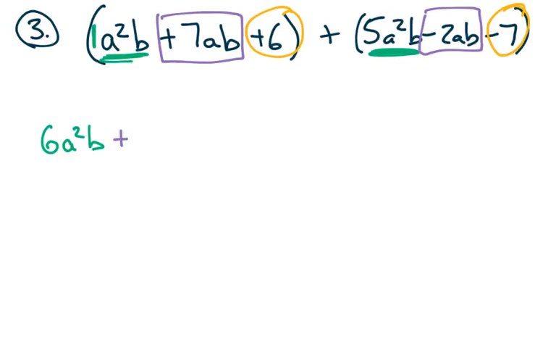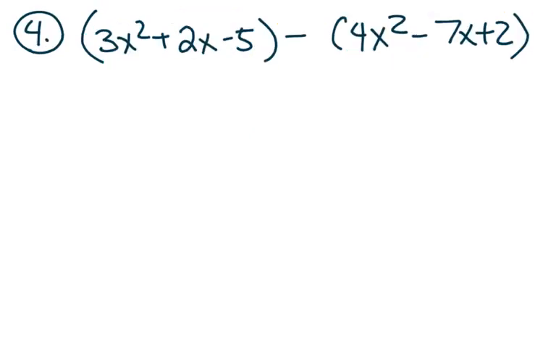So let's keep going. So we're going to put 7ab and minus 2ab together. That's going to give me 5ab. And then we're going to put 6 minus 7 together, which is negative 1. And that's it. So the concept is very simple. The backs got to match up. When the backs match up, you put them together.